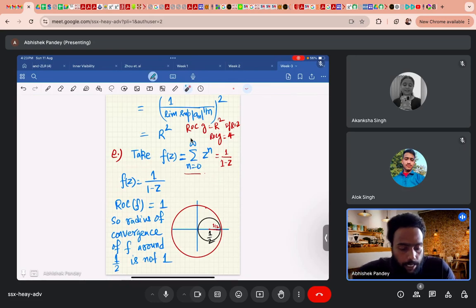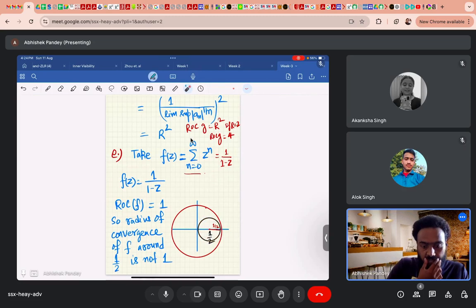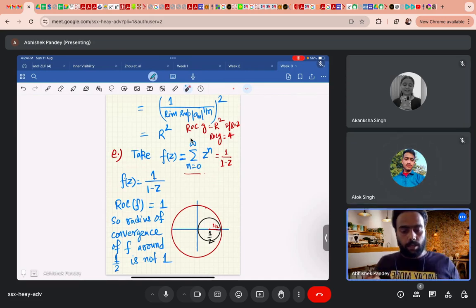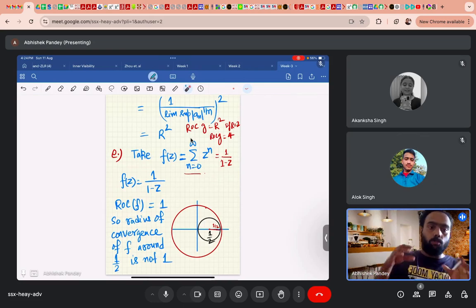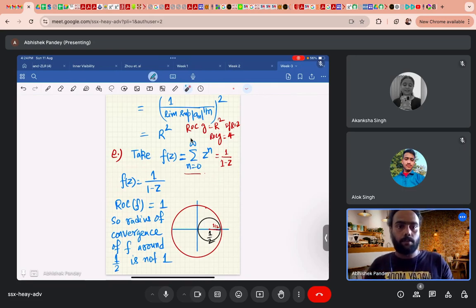So now if you take the radius of convergence of f around this point 1/2, it can go at most 1/2, isn't it? Which is not equal to 1. Is it clear? So for the same function, if you take the power series around some different point, ROC may change. For this f at the point 0, if you take the expansion, the ROC will be 1. If you take that at the point 1/2, ROC can't be 1.